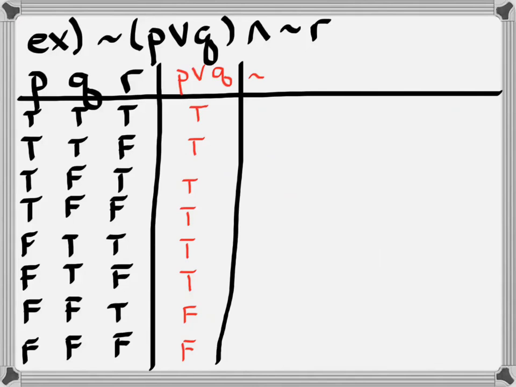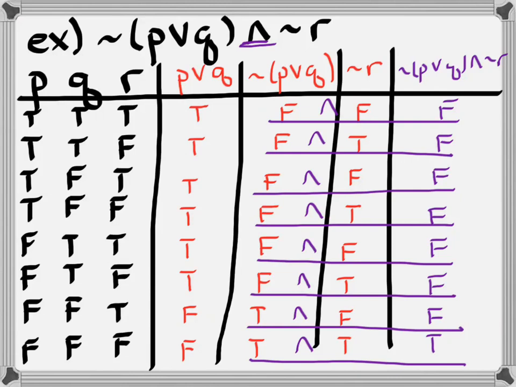All right, now that we have P or Q, what we can do is negate this. So we take all of the values in the P or Q column of our truth table and we change them to the opposite. What we have right now is the truth value for the leftmost side of our example. What's remaining is to figure out the truth values for not R. Okay, so we go through and we find the truth value for not R. We forget about everything else in the column except for R, and we change those values.